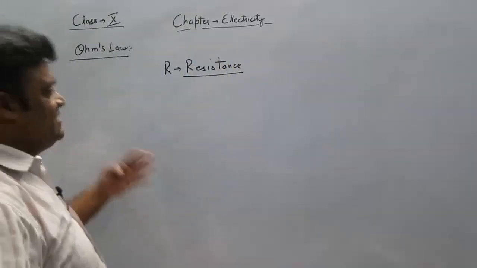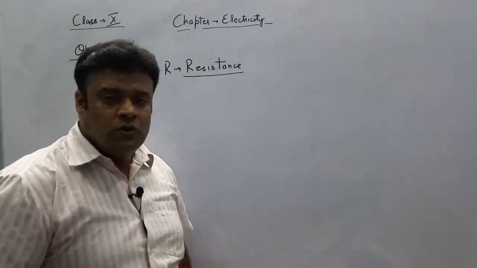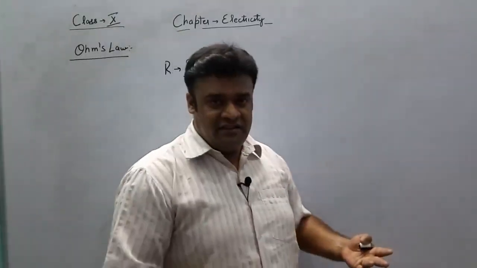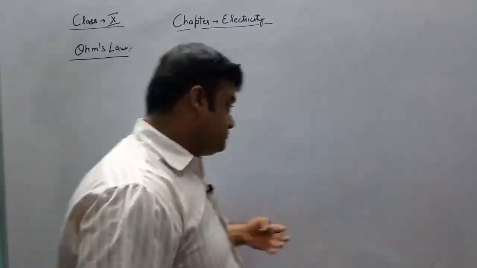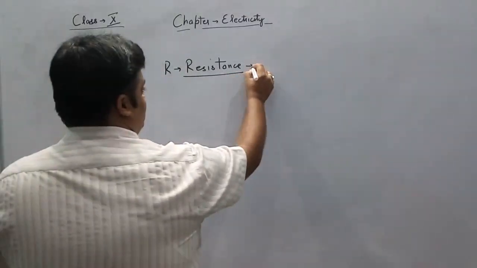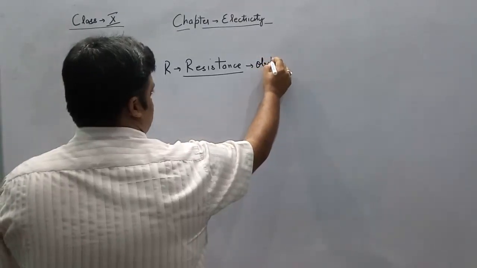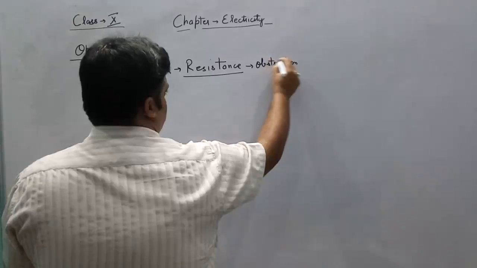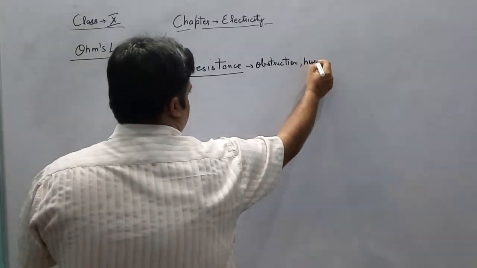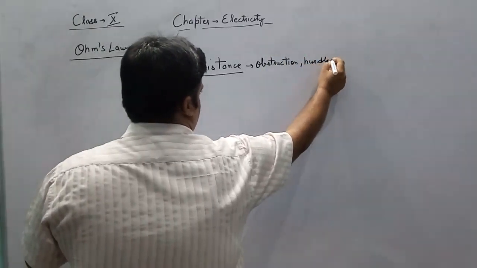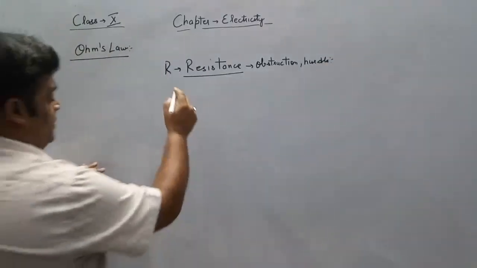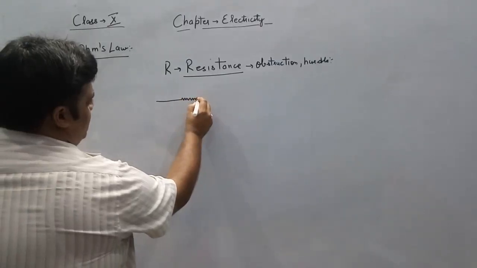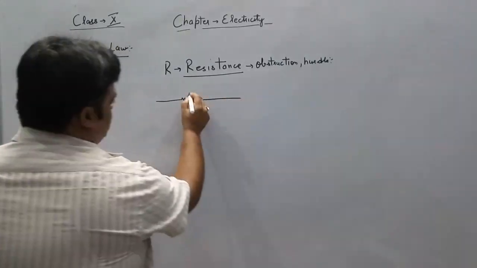What is resistance, which we have discussed just now? Obstruction or hindrance or hurdle in the passage of current. That is, we can say resistance is obstruction or hurdle in the passage of current. That's why its symbol is also in this manner. We'll represent resistance in this manner.